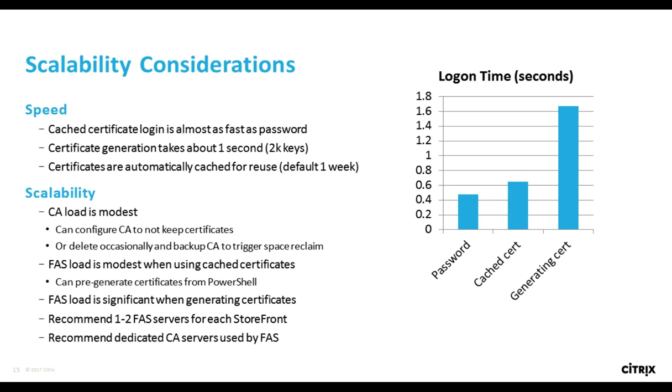The certificate generation takes about a second for 2K keys if you're going to use those. So that's generating the certificate coming directly from the CA that's sitting in your AD tree or your IDP at that point. The certificates are automatically cached for reuse. They're cached by default for a week. That is tunable. If we wanted to shorten them, we certainly can. A lot of our customers leave them at a week.